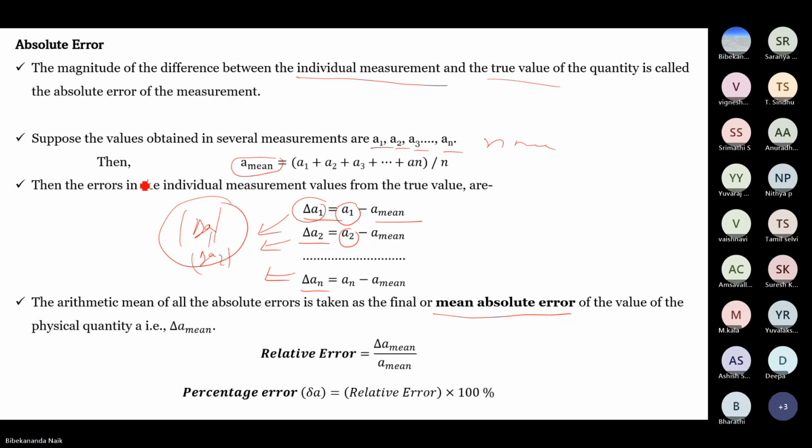Talking about other types of error, one is relative error. Suppose we found the mean absolute error is delta A mean. Here we are performing experiments multiple times, so we can calculate the mean. But suppose we perform the experiment a single time, there is some error and there is a true value. The relative error will be the amount of error divided by the exact or true value. The ratio of these two values gives us relative error. If you multiply by 100 and take the percentage, that gives you percentage error. So these are three different types of errors: relative error, absolute error, and percentage error.